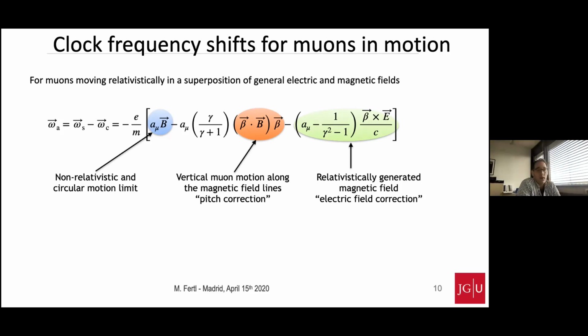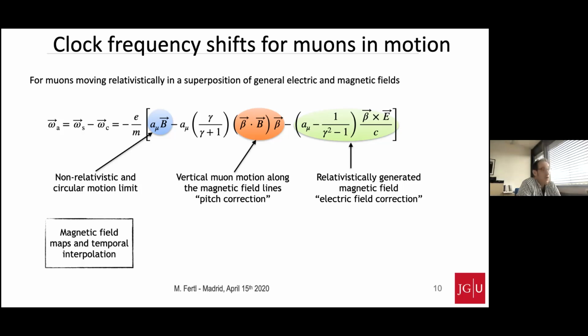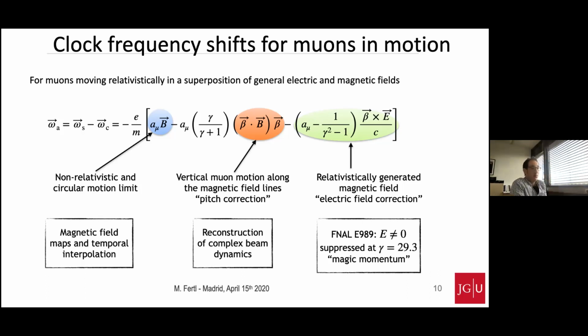So what we actually need in our experiment is a pristine measurement of the magnetic field map in the magnet and its temporal evolution. We need to understand the complex beam dynamics of the muons as they circulate in our storage ring. And to assess the last effect, or to minimize it, our experiment is actually running at the so-called magic momentum. So we choose the momentum of the muon such that the gamma factor is roughly 29.3, which to first order exactly cancels the extra contribution of the anomalous magnetic moment.